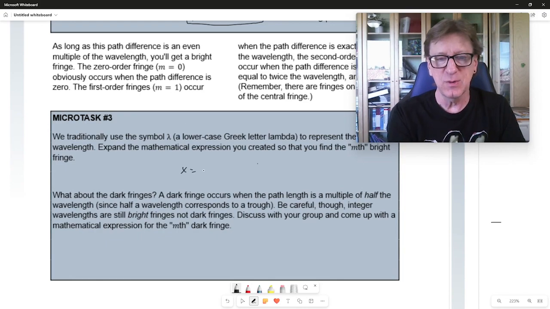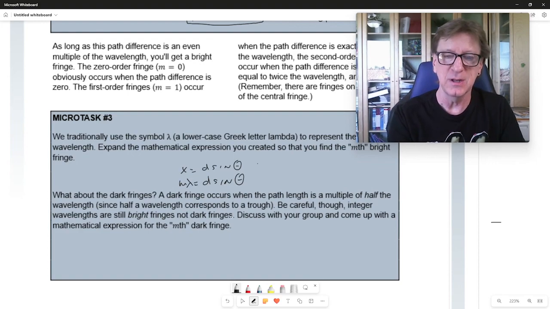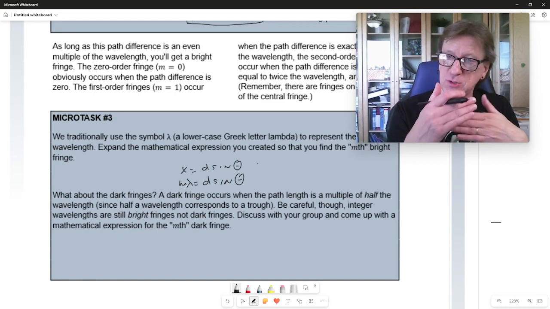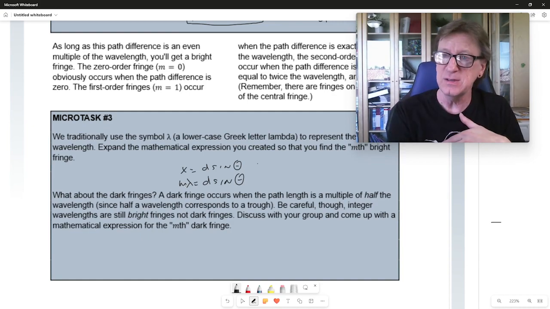Well, that one we said, okay, I have x equals d sine theta, but for the first fringe, that's equal to exactly one wavelength. And so that's going to be m lambda is equal to d sine theta. So that gives me the location of the first fringe if m equals 1. If m equals 2, now they're 2 wavelengths apart. They're still going to be in phase, though. Make sure that that makes sense to you.